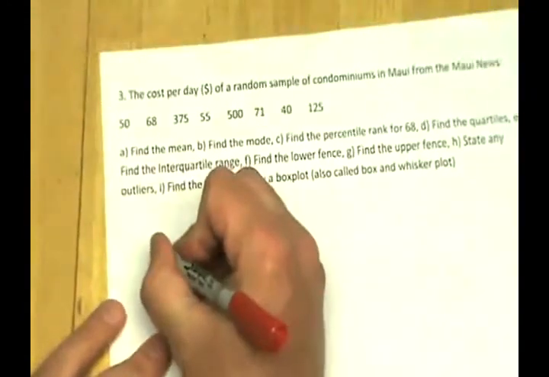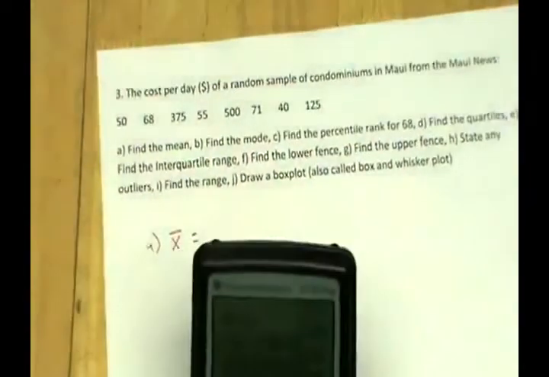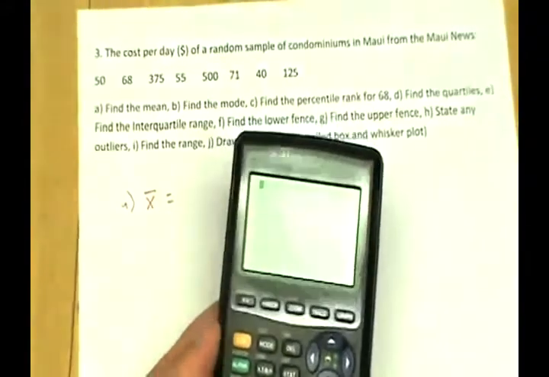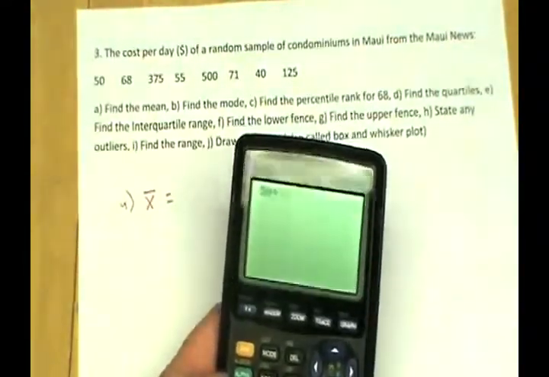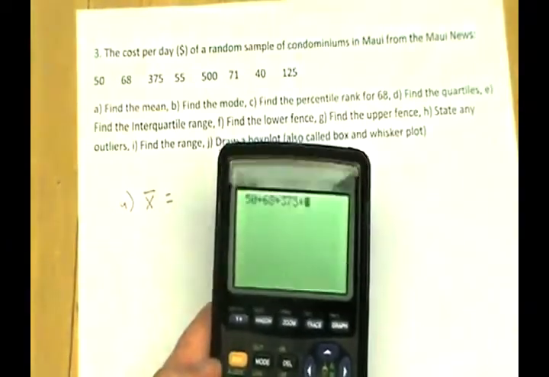Here we go. All right, so A, find the mean. We're going to add up the data. See if I can do it better than the last question. Okay, so we're looking at 50 and 68, and we add them up as we go.